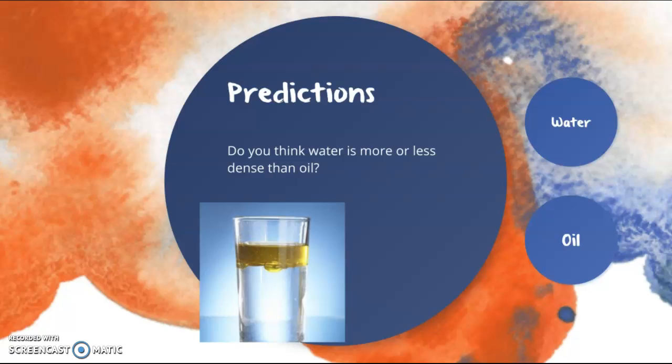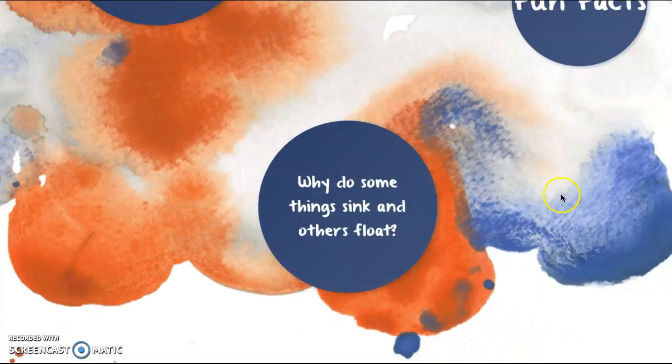Let's look at this picture right here. This picture has some water and some oil in it. Which one do you think is more dense? The water or the oil? Yeah, the water is more dense. That's why the oil is floating. Good job.